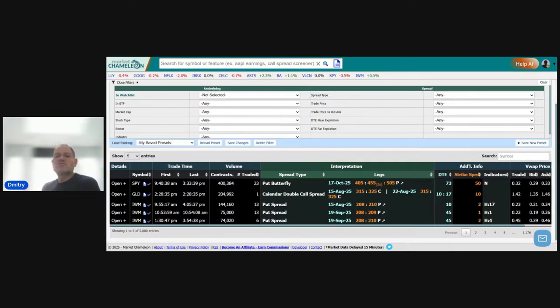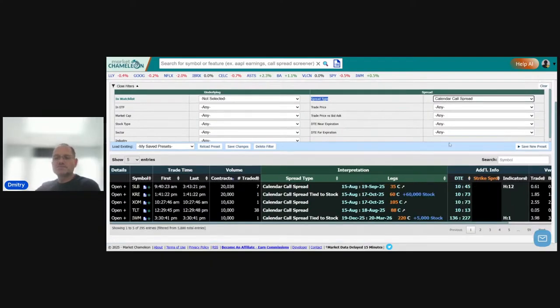So let's say we're looking for a calendar spread. I'm going to come up here, spread type, and let's drop down this menu. These are all the different spreads that we detected traded on the day. If we're looking for a calendar spread, it's either a calendar call spread or calendar put spread. Let's say we want to look at a calendar call spread. Click on that. Now this filters out for us all these calendar call spreads that we detected, over 295 of them. So there are 295 calendar call spreads.